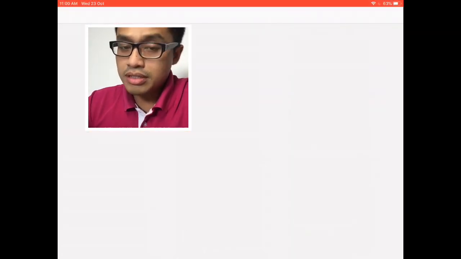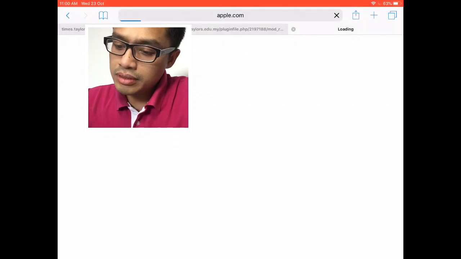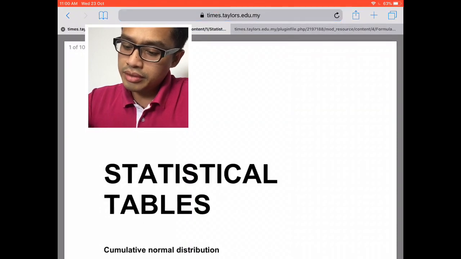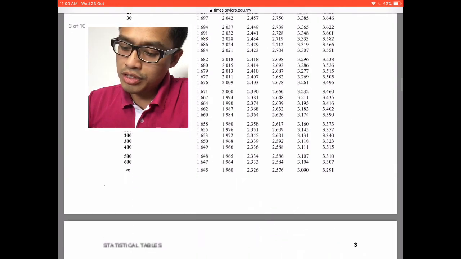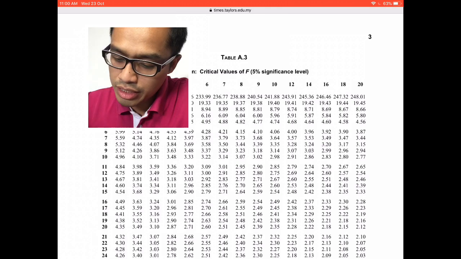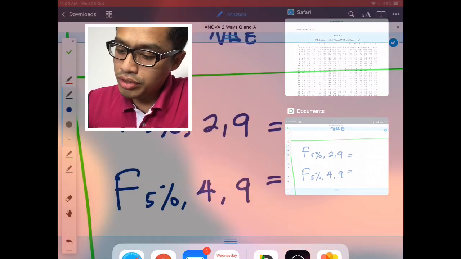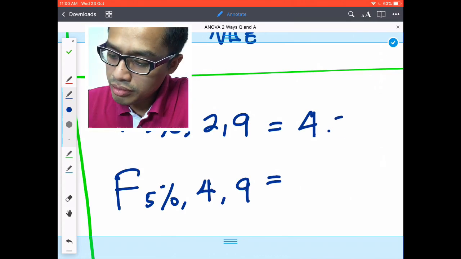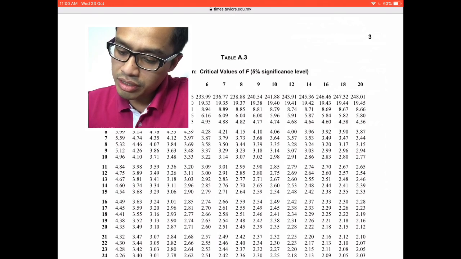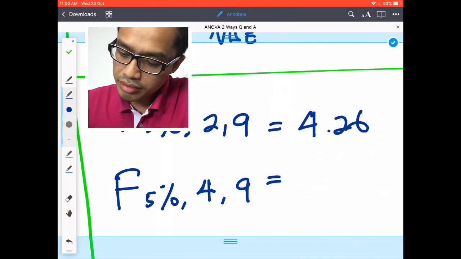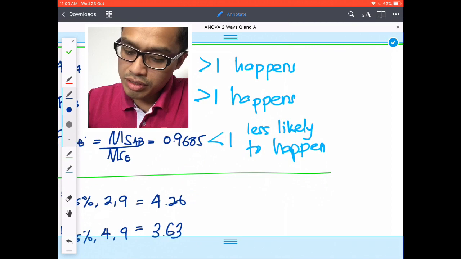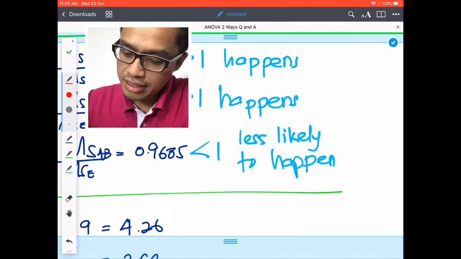Let's go to our tables. Statistical table. 2, 9. Let's go to this one. Yes, this is the ANOVA table. 2 and 9 is 4.26. And 4 and 9, 3.63. Okay. So this one, let's take a red color.